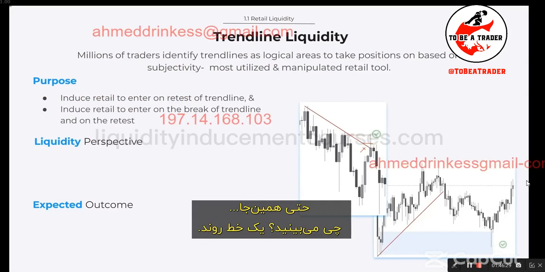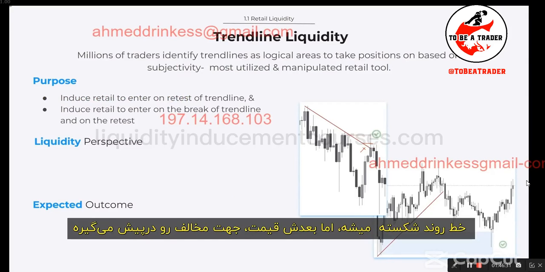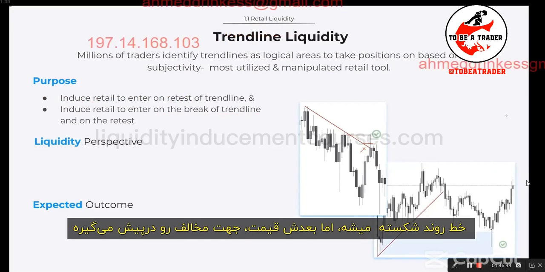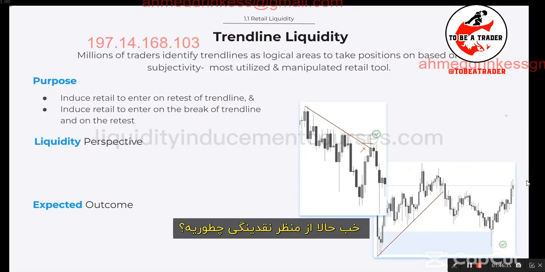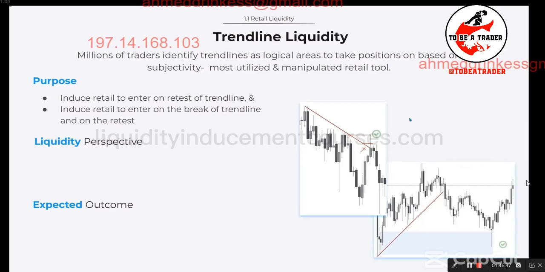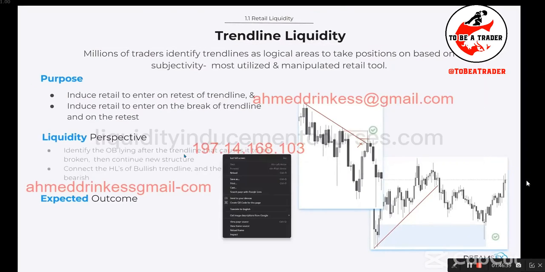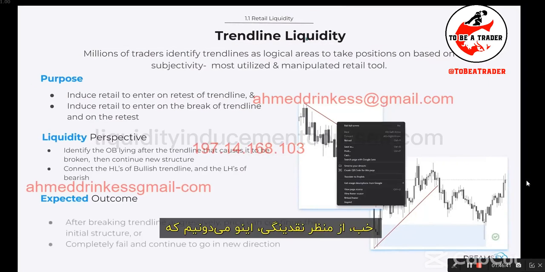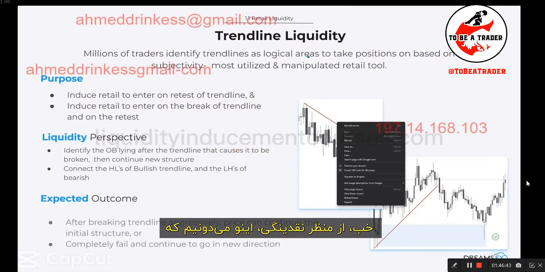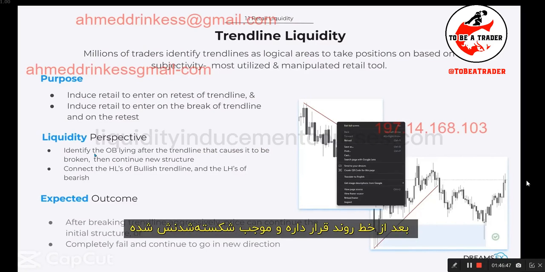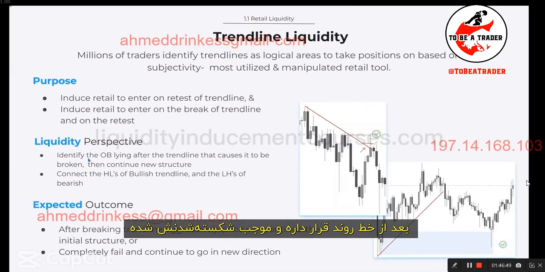So both of these types of traders are going to be losing. Even over here, what do you see? A trend line. The trend line is broken, but then price continues in the opposite direction. So what is that from the liquidity perspective? From the liquidity perspective, we know that identifying the order block lying after the trend line that caused it to be broken, this is the order block that we want to focus on.